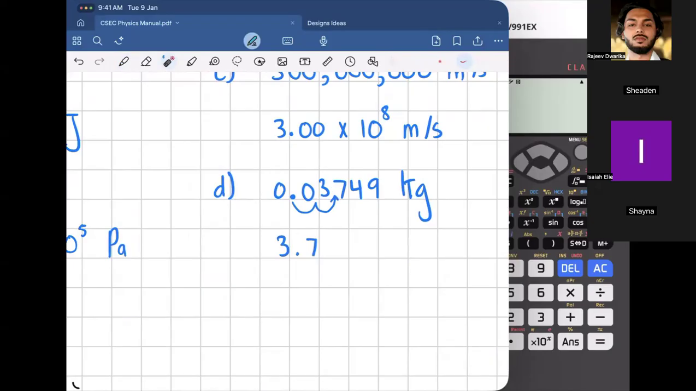They wanted it to three significant figures. So the third significant figure is 4. The number after 4 is 9. So what are we going to do, Isaiah? Change 4 to 5. So that's going to be 3.75 by 10 to what power? We went to the right, so subtract 2.